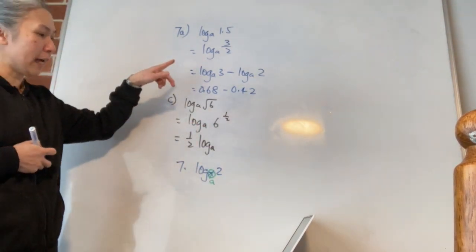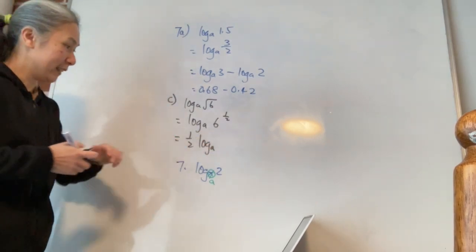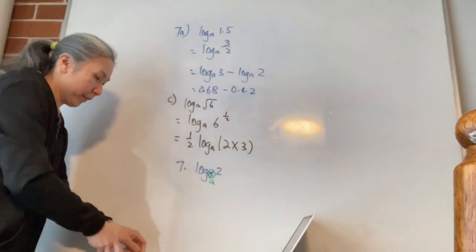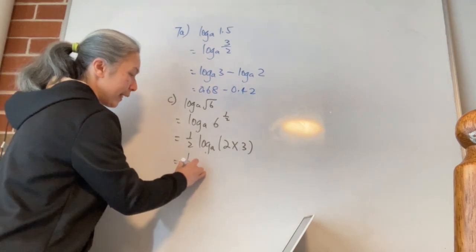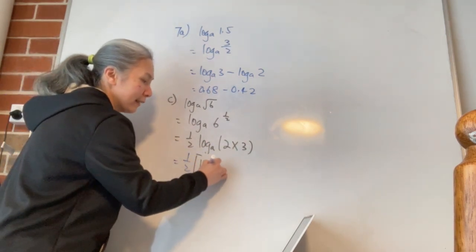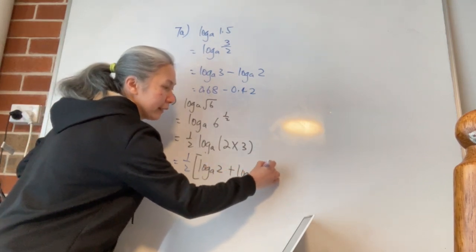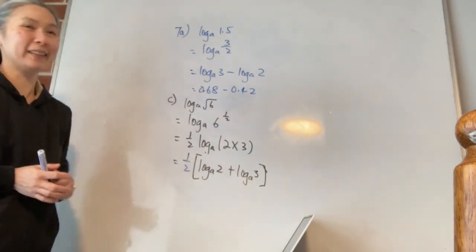By looking at the questions, I don't have 6. But you know 6 equal to 2 times 3. So you can write as 2 times 3. That means a half is here. Log 2 times 3 is a timesing, means plusing. Log A of 2 plus log A of 3. And then you can sub in those two numbers again.